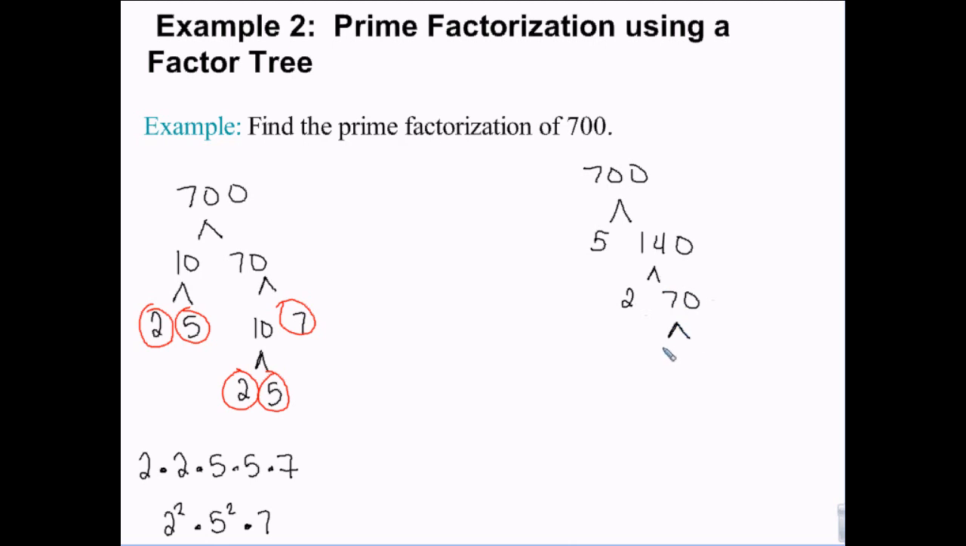And we had done 7 times 10 before. I'm going to do 2 times 35 this time. And I get a 5, 2 2s, another 5, and a 7. Same thing. It doesn't matter how you start. There's no wrong way to start. As long as you divide properly, you'll get to the end the same way.